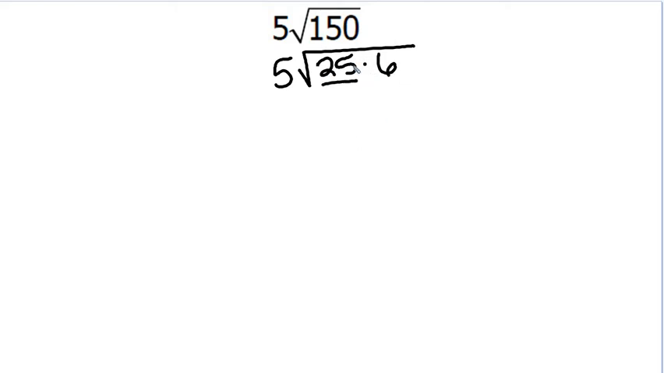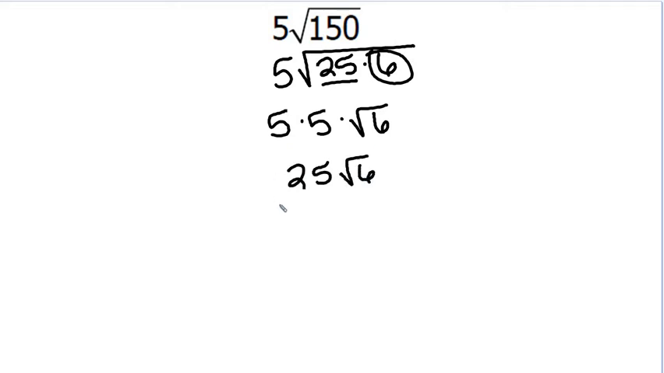So 25 is going to come out because it's a perfect square, and 6 has to stay under that radical. So we have 5 times, now the square root of 25 is 5, times the square root of 6. So the last thing that we have to do is multiply to get our final answer. So we have 25 square root of 6.